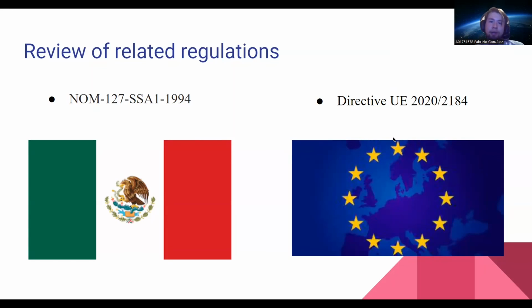An international regulation is the Directive EU 2020/2184. It is homologous to the previous Mexican norm, but in the European Union, establishing the permissible limits of contaminants to guarantee healthy and clean water. The limit for sulfates is 380, for nitrates 20, and 200 micrograms per liter for chlorine compounds.